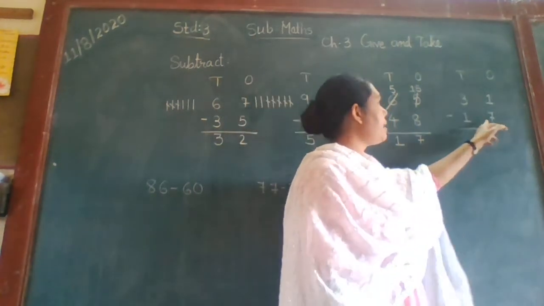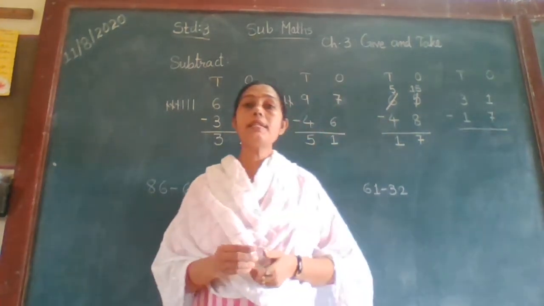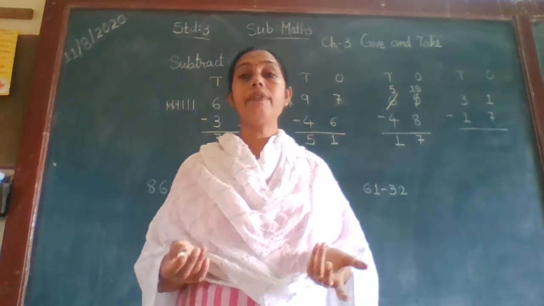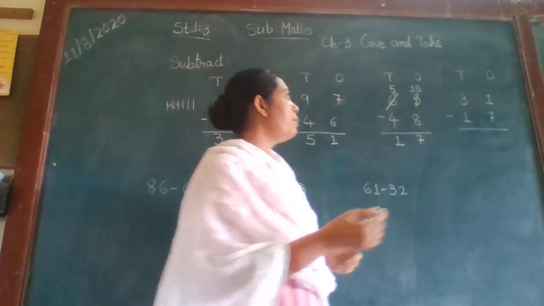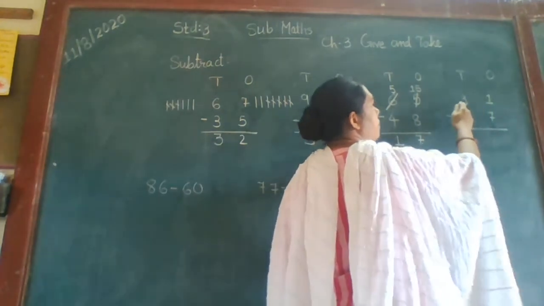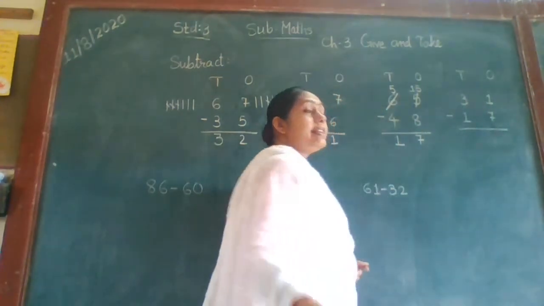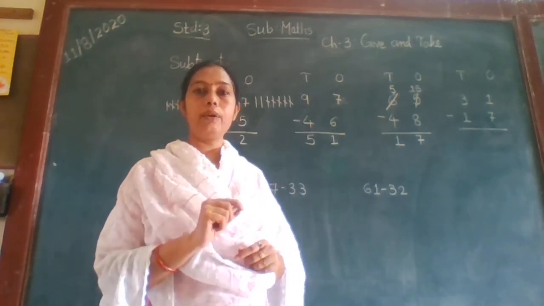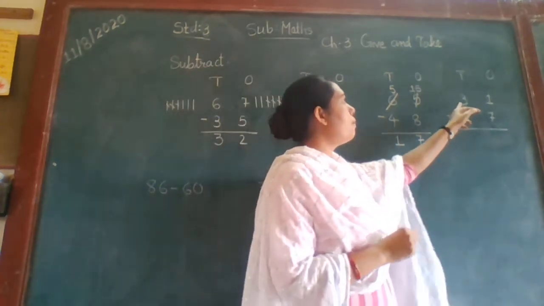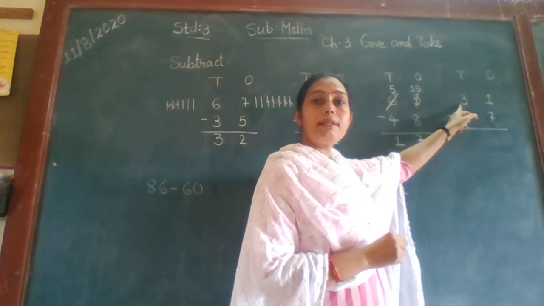Means 1 minus 7. So 1 is smaller than 7. We cannot cut 7 from 1. So what do we have to do? We have to borrow from 3. And it is 3 tens. 3 tens means it is 30. Okay. So we take 1 ten from this 3.